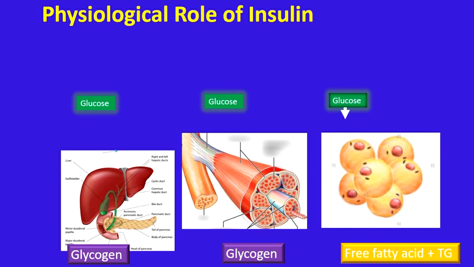Now, what's the physiological role of insulin? Everyone knows that insulin reduces the glucose level, but how? Okay, so the first thing we need to understand is the target organs. The major target organs in the human body are the liver, skeletal muscle, and adipose tissue.